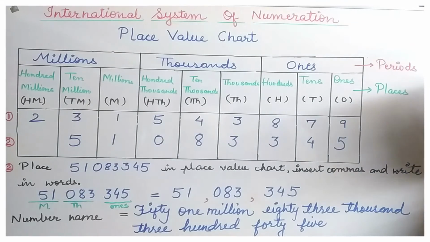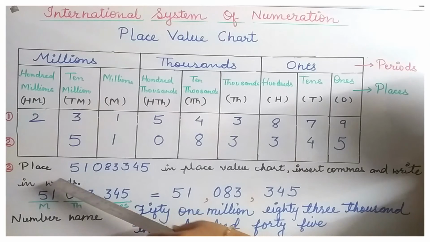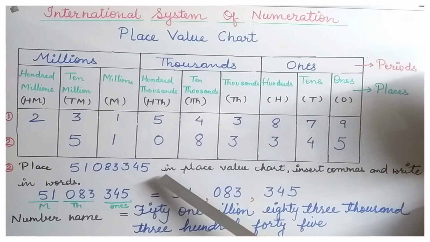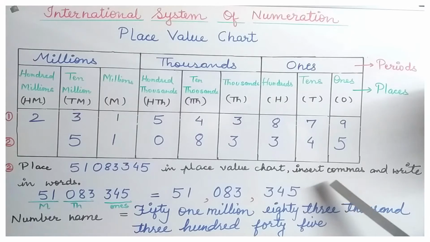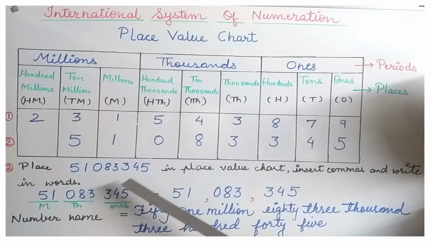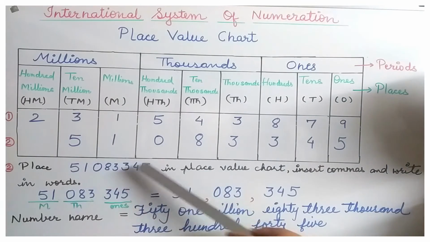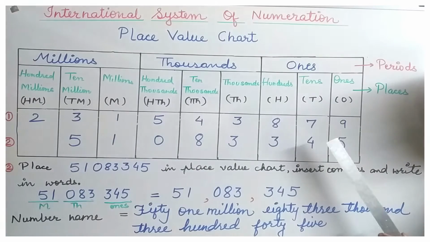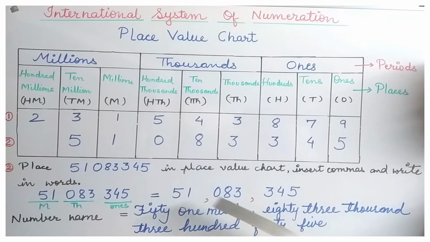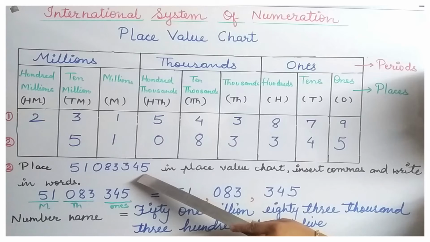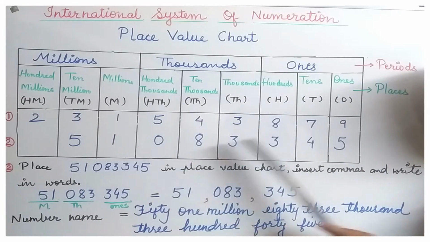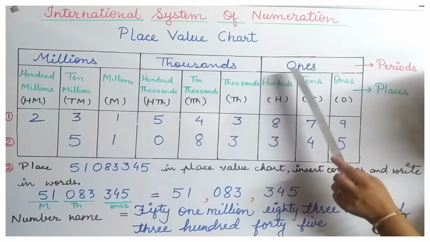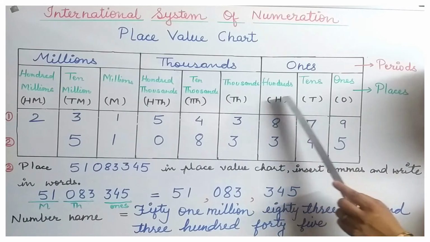Now children, see this example number 2. Place 51,083,345 in place value chart. Insert commas and write in words. First we are placing these numbers in the place value chart. Always when you place the number in the place value chart, start writing from the right side. 5 at the ones place, 4 at the tens place, 3 at the hundreds place. Now this is the ones period. Ones period contains 3 places.